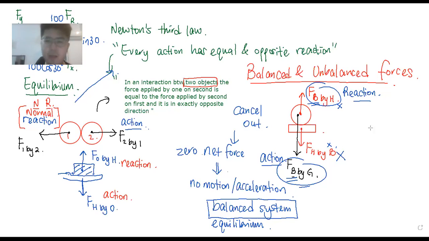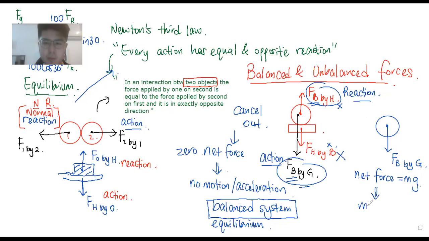Okay, so what happened here? So the ball is acted on by only one force, which is the downward force, F on B by gravity. So there is a net force. What is the net force? The net force is mg. This force is the net force. No other forces are acting on the body. There's a net force, so there is motion. There is acceleration. So what happens? The body accelerates downwards and it falls.